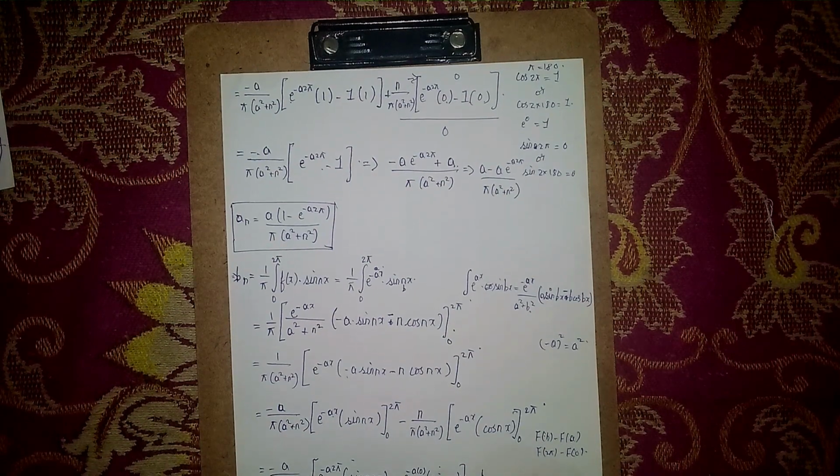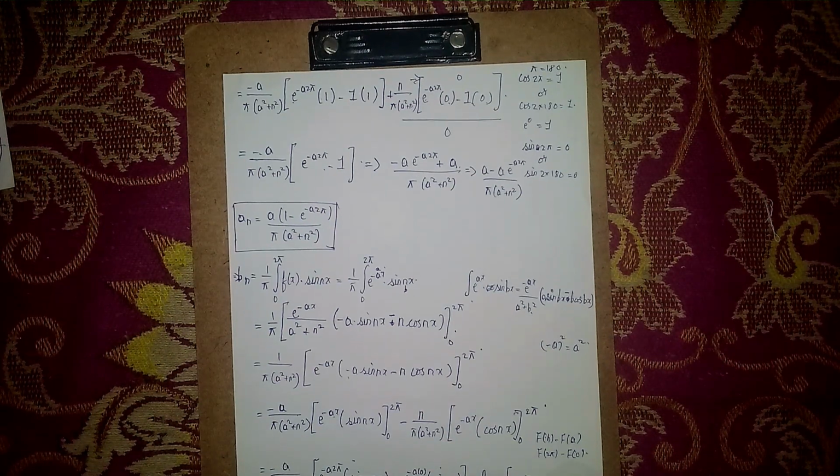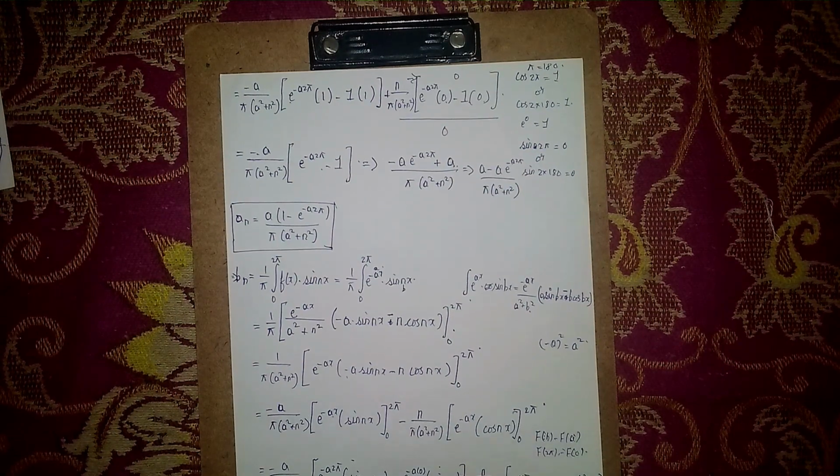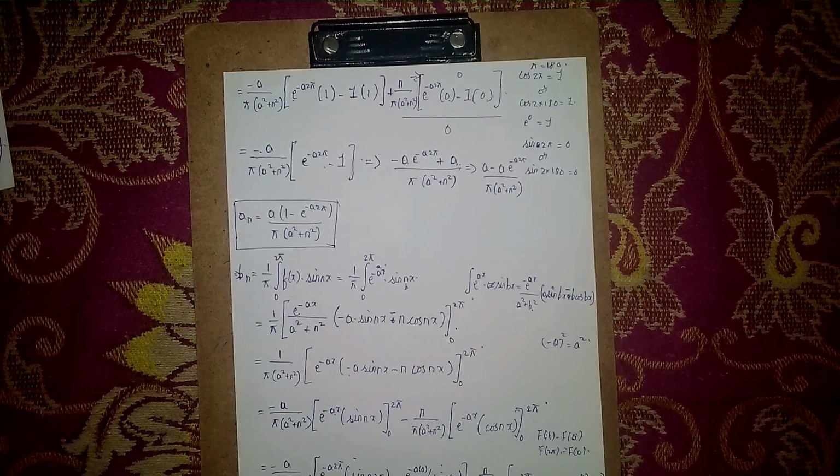Then minus of n by pi into a square plus n square, then open the bracket e power minus a 2 pi, then cos n into 2 pi, then close, minus of e power minus a into 0, then open the bracket cos n into 0. Now close. This is also F(b), here F(a), minus. Here also minus, then equal to minus a by pi into a square plus n square.